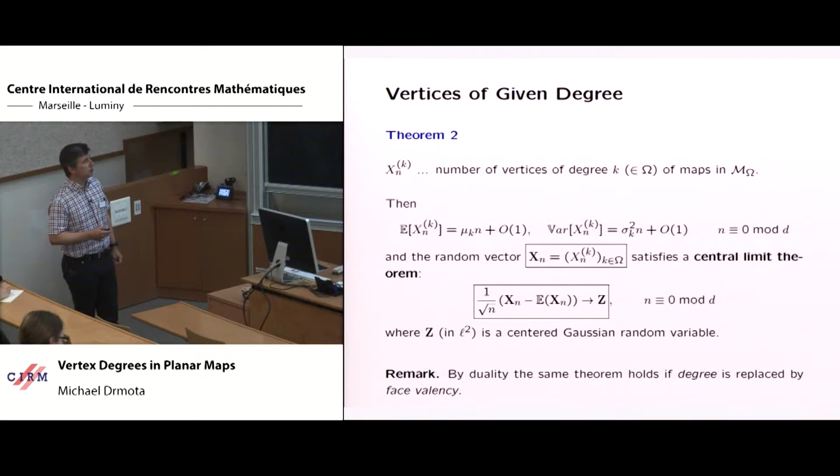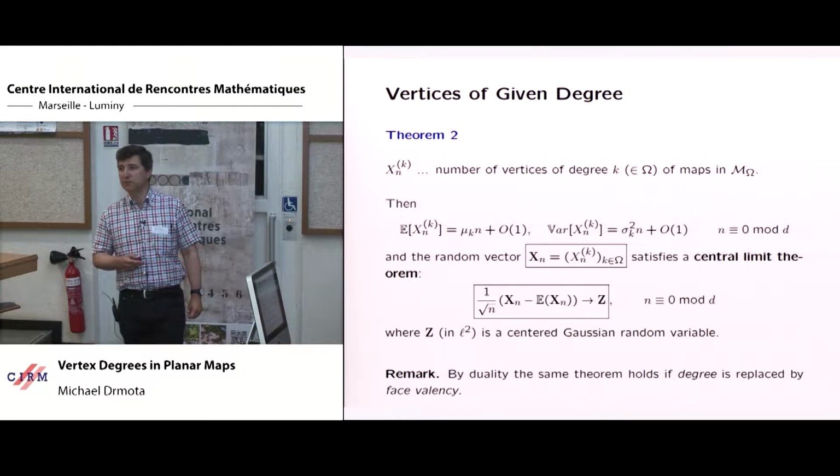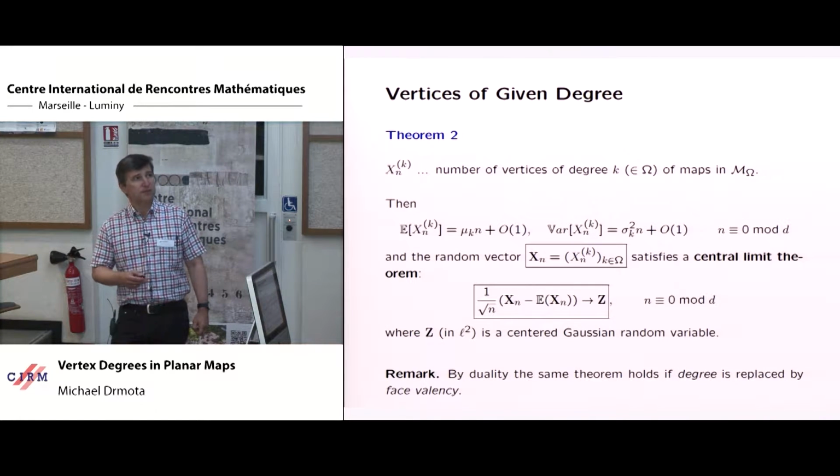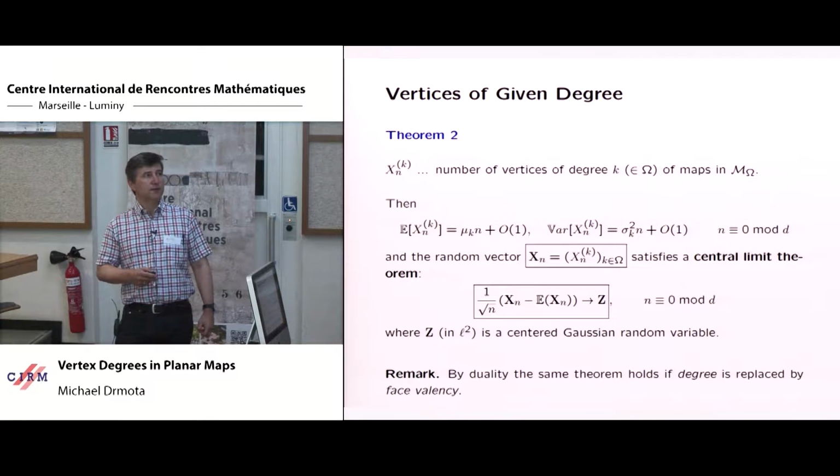You get a possibly infinite vector of random variables. And if you normalize, so you take the difference between this vector and its expected value and scale by the square root of n, then this random vector converges weakly to a centered Gaussian random variable in L2.